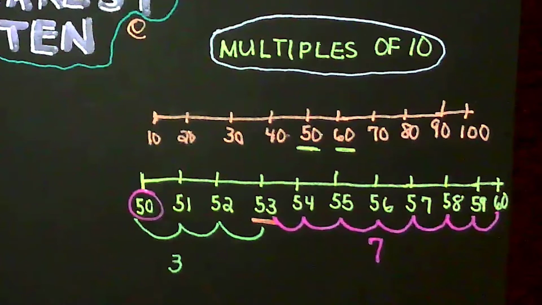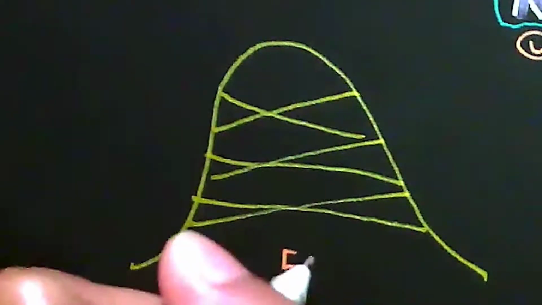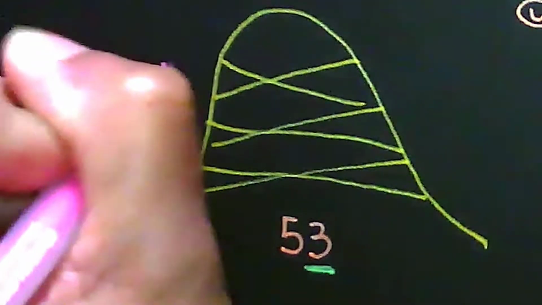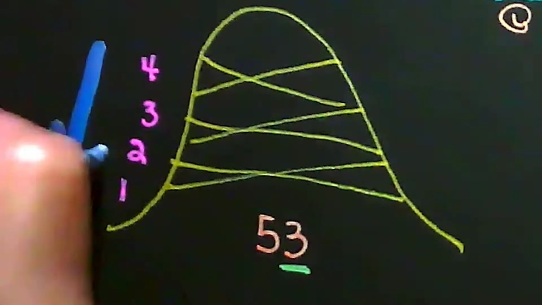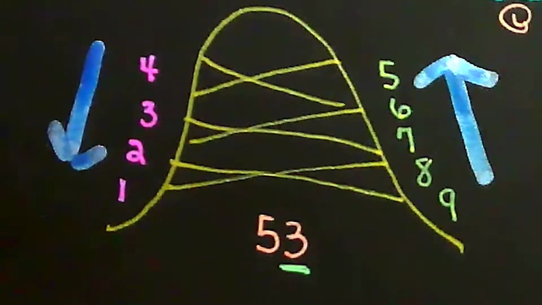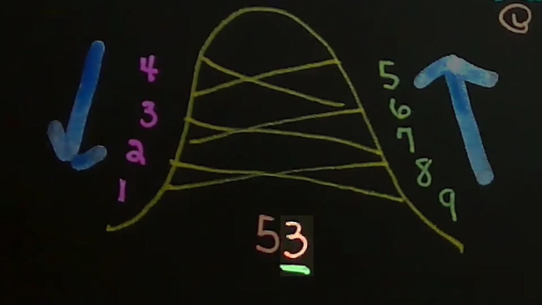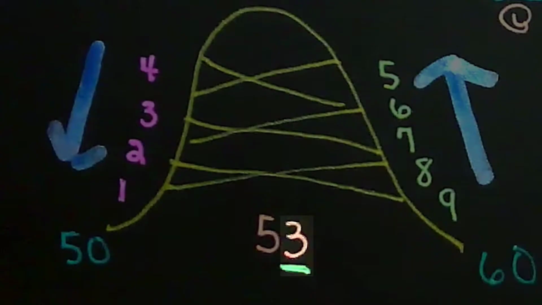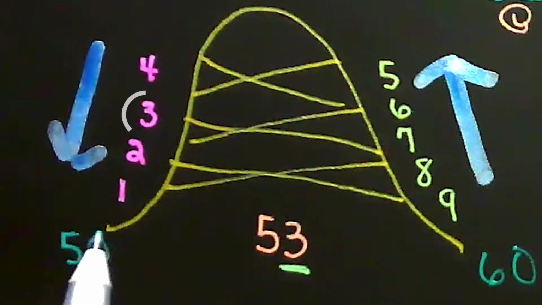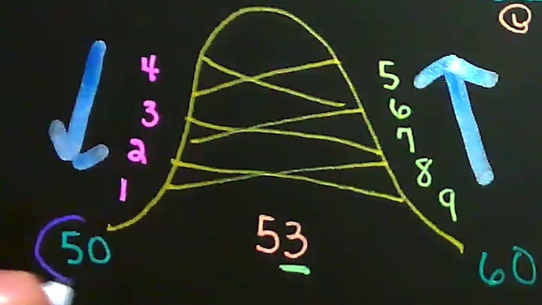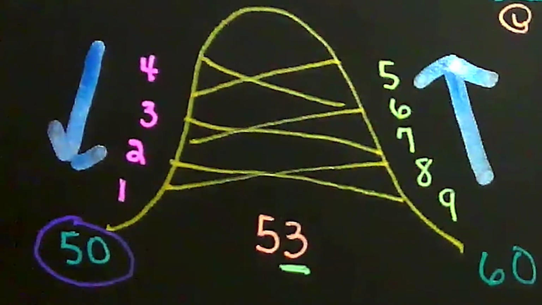Let's try it another way. Again, I'm rounding 53 to the nearest 10. I've written the number 53 down and underlined the number that's in the ones place, because this will be the number to help me decide to round up or down. 3 is in the ones place between the numbers 50 and 60. If the number in the ones place is less than 5, I round down to 50. If the number in the ones place is 5 or more, I round up to 60. So 53 rounded to the nearest 10 is 50.